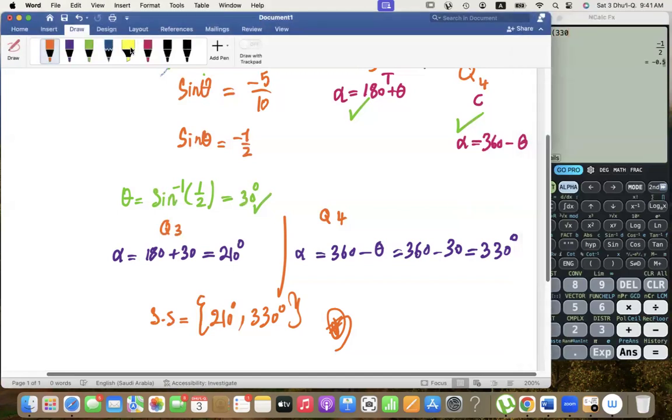Angle number one is 210. Angle number two is 330. That's why you have two solutions.